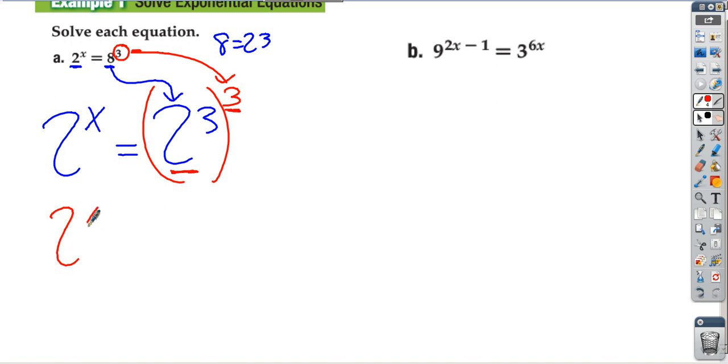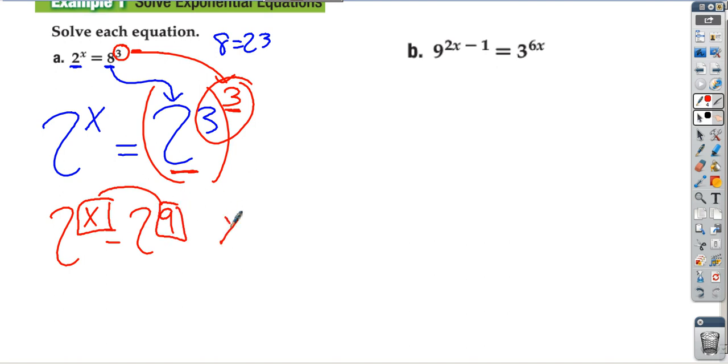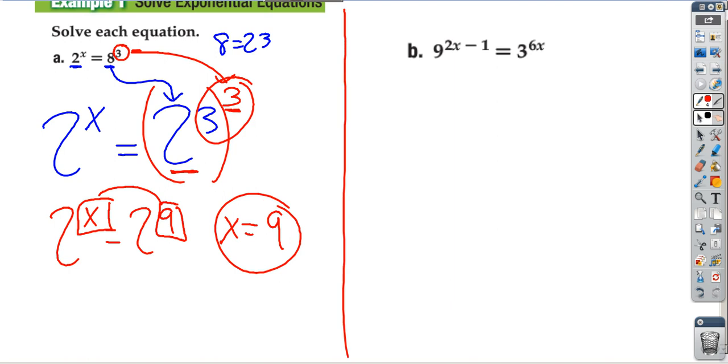So this is going to become 2 to the x equals, and then the rules for exponents are that we multiply those, so that's 2 to the 9th. Well, if 2 to the x equals 2 to the 9th, that has to mean that this and this are equivalent. There's no other way to get those to equal each other, so x is equal to 9.